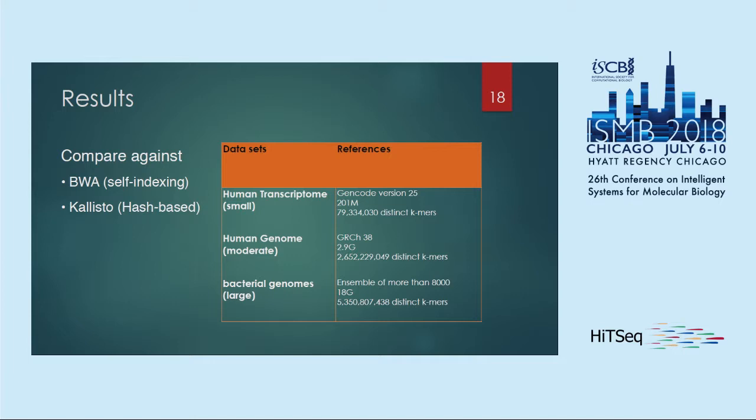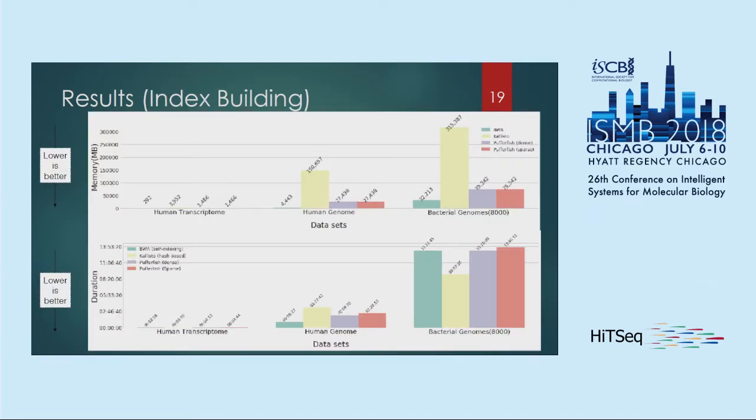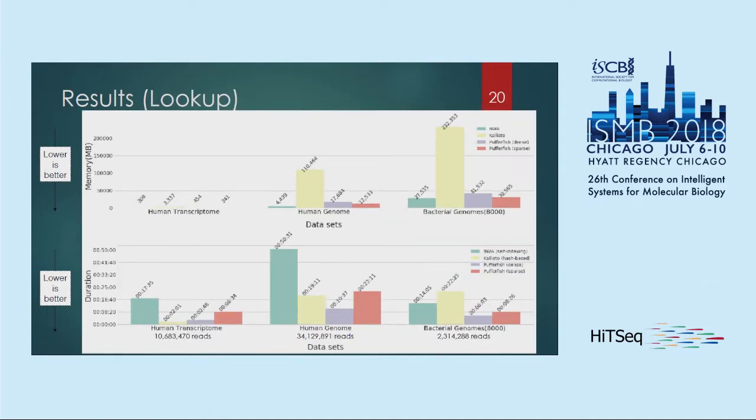Moderate data set with 3 gigs of reference sequences, and then more than 8,000 bacterial genomes, which is our large data set with 18 gigs of reference sequences. So in the index building benchmarks, we take more space compared to BWA, but we are much better compared to the hash-based indexing tool, and in a relatively similar time we build our index compared to the other tools for all the 3 data sets.